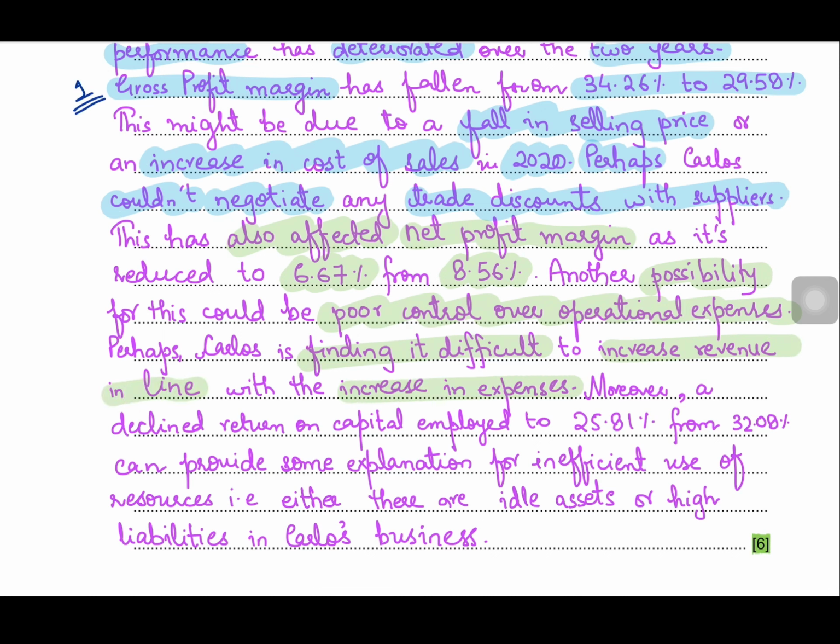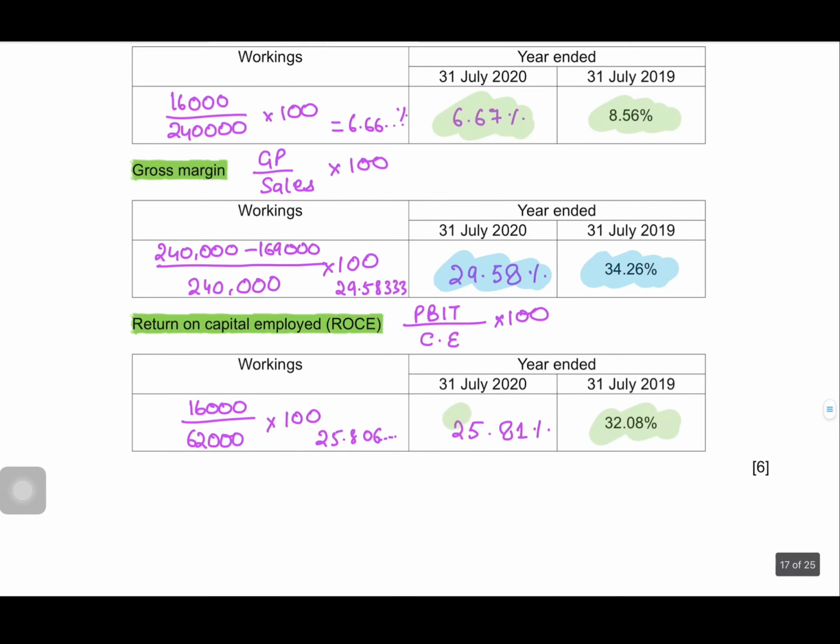So what am I saying? I am saying that there is a possibility that in the current year some expenses might have risen, but he couldn't increase the sales as well to match the increase in the expenses. Then lastly, this was all about net profit margin, then we will talk about the gross profit margin, and about the return on capital employed, which declined to 25.81% from 32.08. Last year it was 32.08, now it is this.